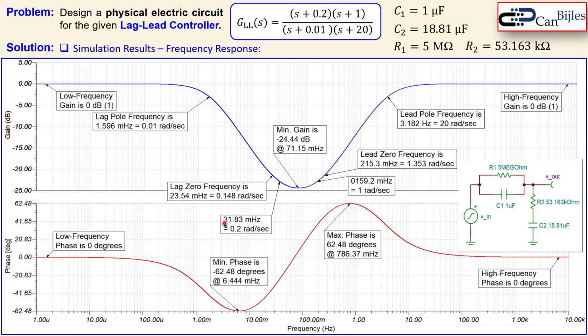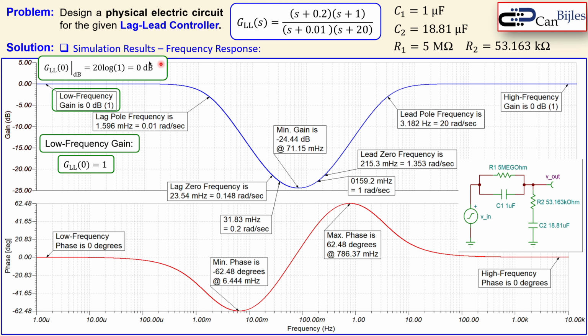Okay. What do we see here? Let's begin with the low frequency part. The low frequency gain here is 0 dB or 1. Why? Because the low frequency gain is actually given by substituting s as 0. That means 0.2 times 1 over 0.01 times 20, and that is actually 0.2 over 0.2. That is indeed 1. And if you now do the calculation using the log equation, to get to the dBs, you get indeed 0 dB.